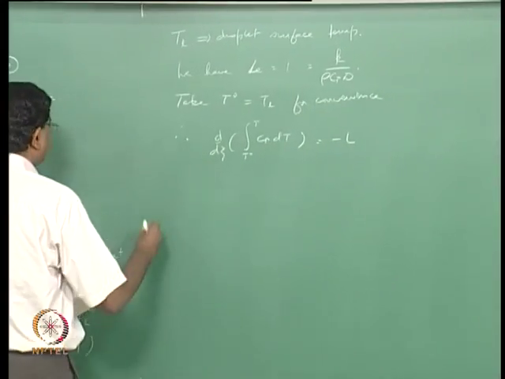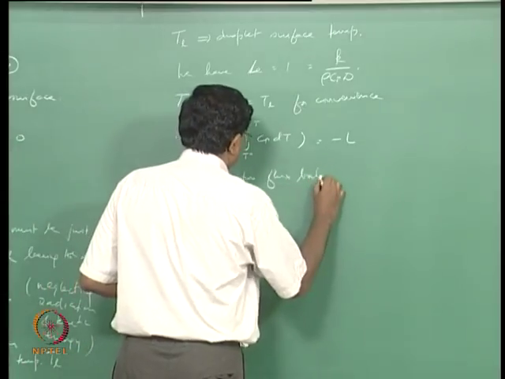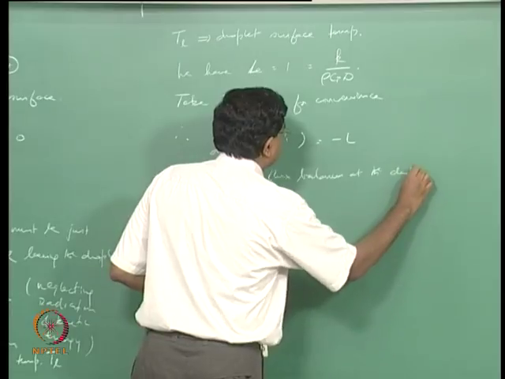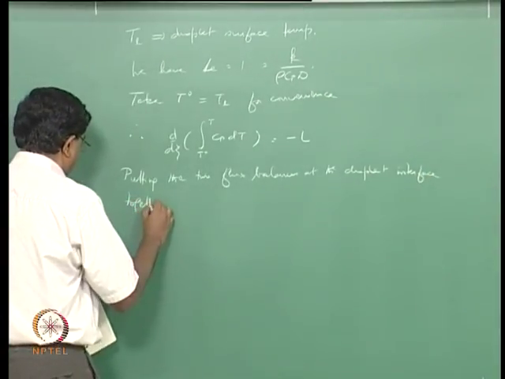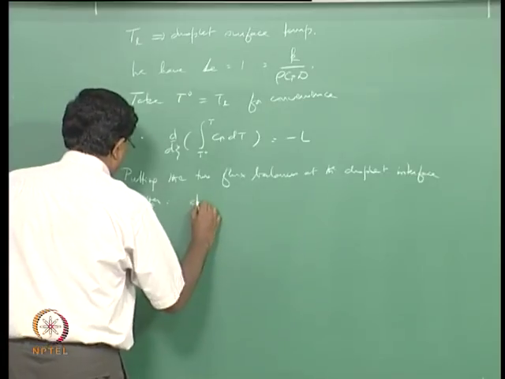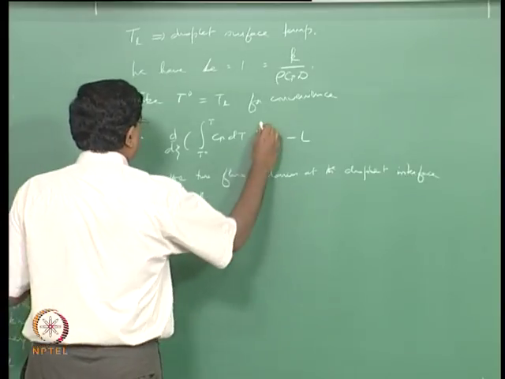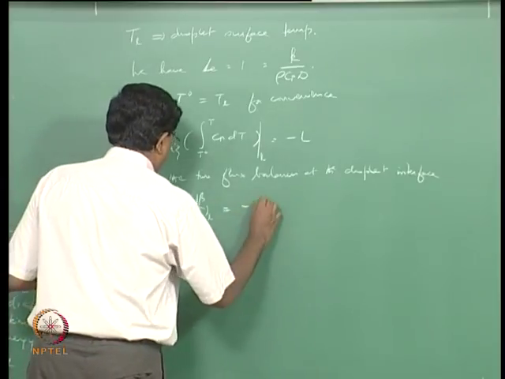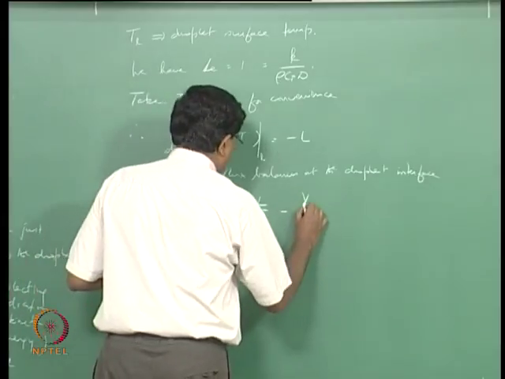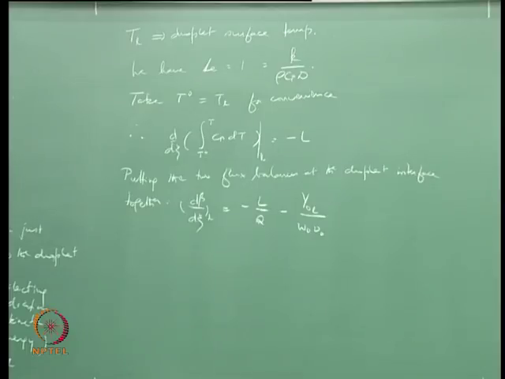Putting the two flux balances at the droplet interface together, we get d beta by d psi. Of course, I should go back and write this at L. So d beta by d psi at L equals minus L divided by Q minus Y_O,L divided by W_O nu_O. All right. Now this is the interface condition.